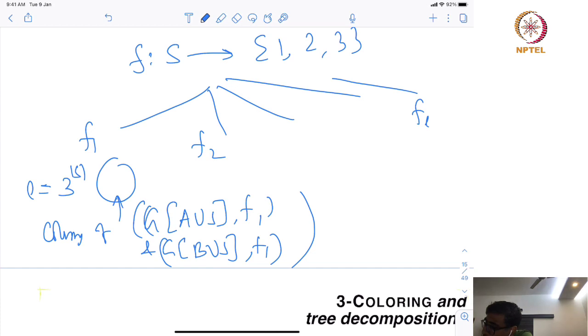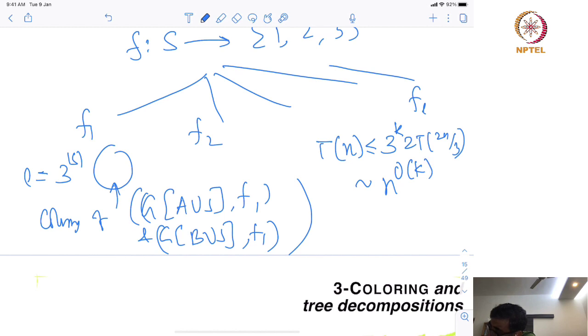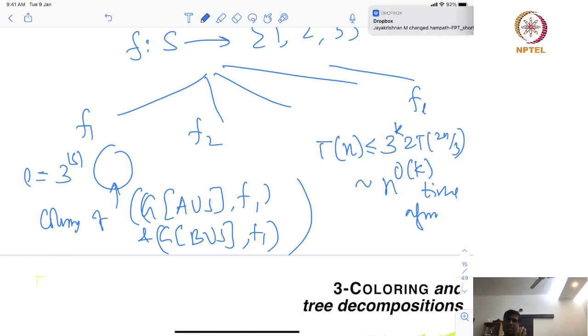So basically if you do the recurrence, then T of n is like some 3 power k plus 1 if the size of S is k, and at most 2 times T of 2n by 3, and this will again give you some n to the power big O of k time algorithm. But this tells us that what we are looking for as a partial solution at any point of time is basically a partial 3 coloring of my graph.